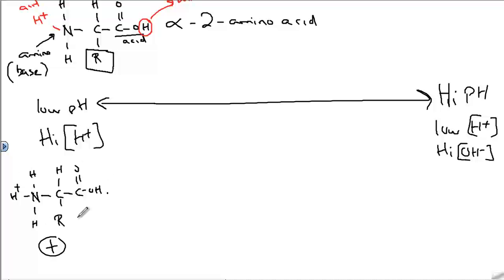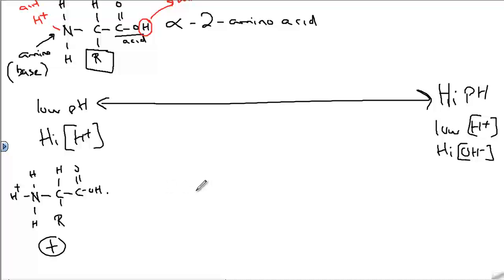Well, which one of these is more likely to give up a proton first? A base or an acid? Well, an acid's role is to give up protons. The base's role is to accept them. So as we move towards the right, the one that's more likely to lose, remember, the strongest Ka values, is going to be the acid.